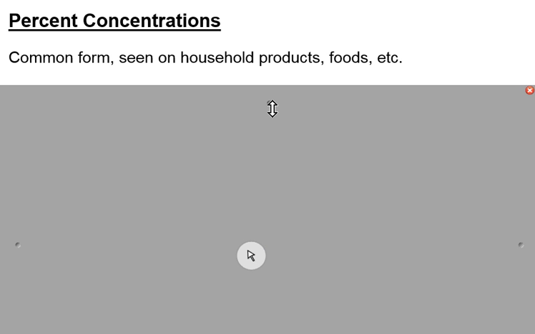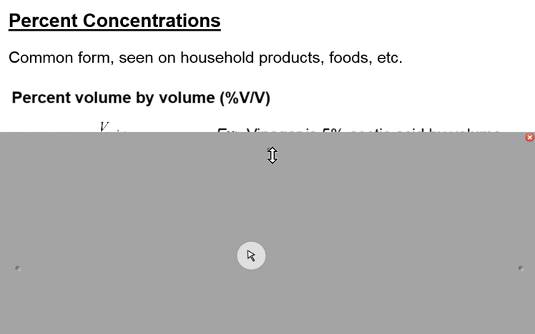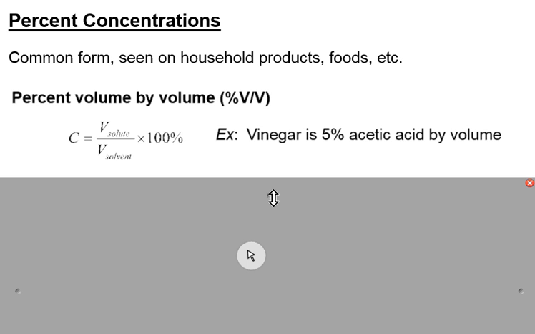You've probably seen this on household products or foods, or maybe some household chemicals that you have. But it basically is a percent either volume by volume, volume by mass, or mass by mass. So here's an example right here. Percent volume by volume, or percent V over V, we use when the solute is a liquid and the solvent is a liquid as well. So in this case, we have the volume of the solute and the solvent times 100%. That's how we calculate it.